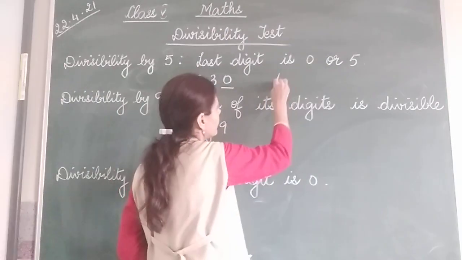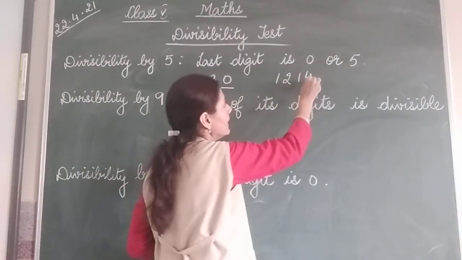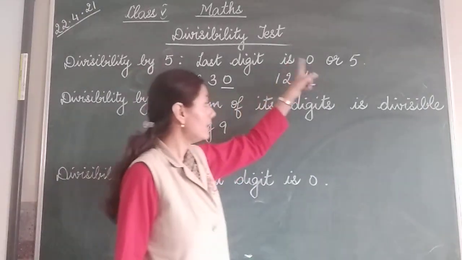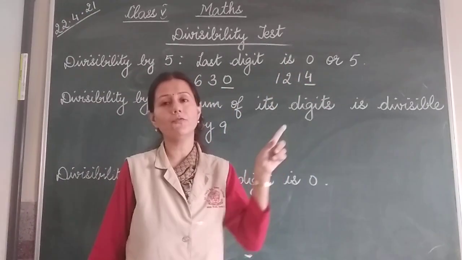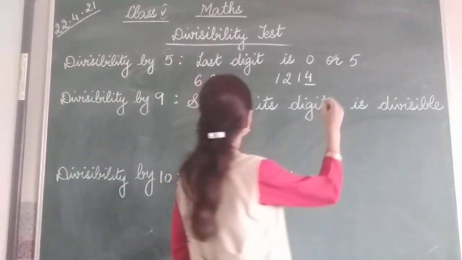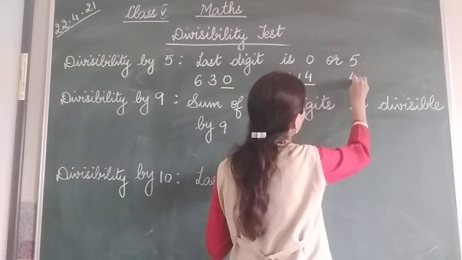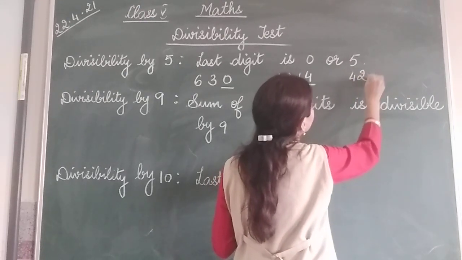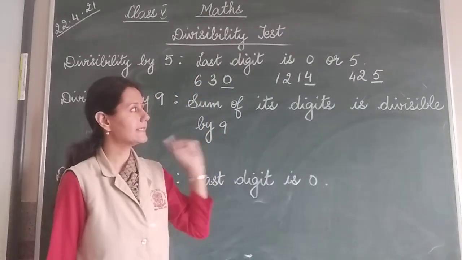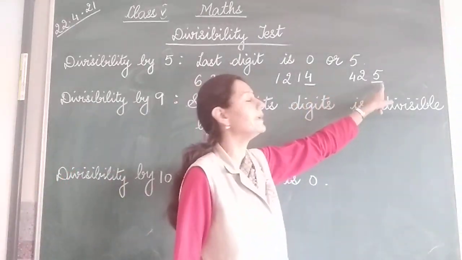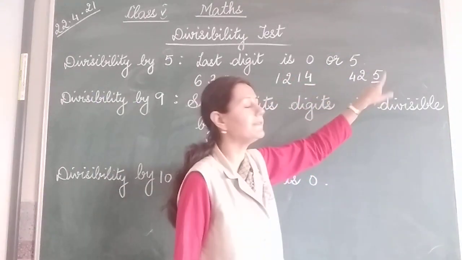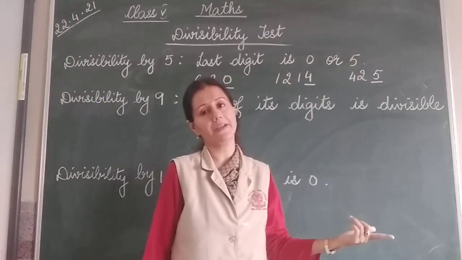Let us take another number, say 1214. What is the last digit? 4. So beta, 1214 is not divisible by 5. Take another example, suppose 425. What is the last digit? 5. Last digit is 5, so this number will be divisible by 5. If the last digit is 0 or 5, the number is divisible by 5.